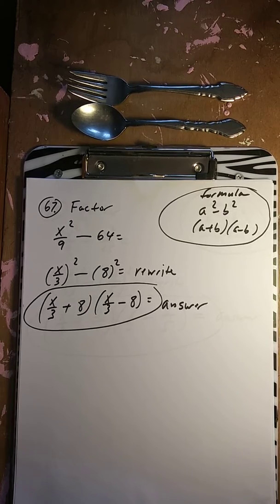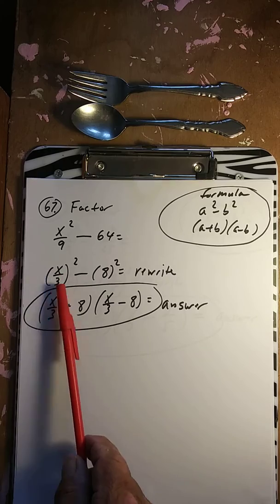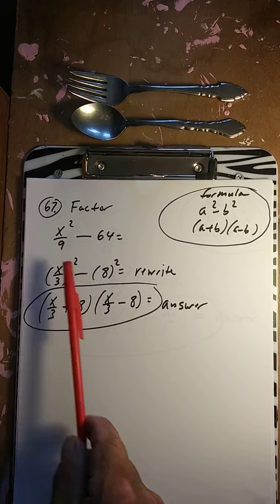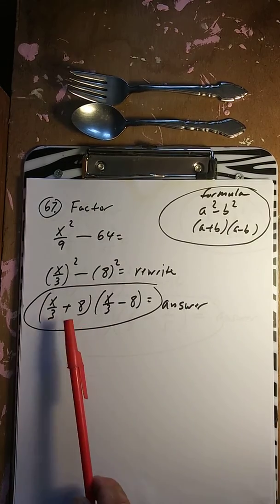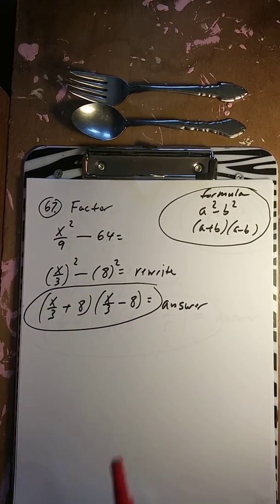Factor x squared over 9 minus 64. That's x over 3 squared, because x over 3 squared is x squared over 9. 8 times 8 is 64. So now a squared minus b squared equals a plus b, a minus b again. X over 3 plus 8, x over 3 minus 8. The answer.